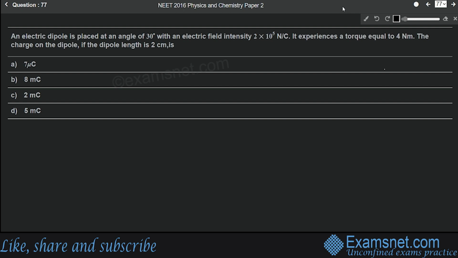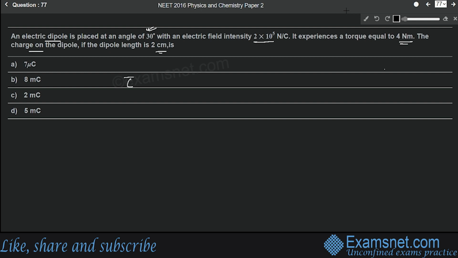Question number 77 is from the chapter Electric Charges and Fields, and the question is, an electric dipole is placed at an angle of 30 degree with an electric field intensity 2 into 10 to the power 5 Newton per coulomb. It experiences a torque equal to 4 Newton meter. The charge on the dipole, if the dipole length is 2 centimeter, is?